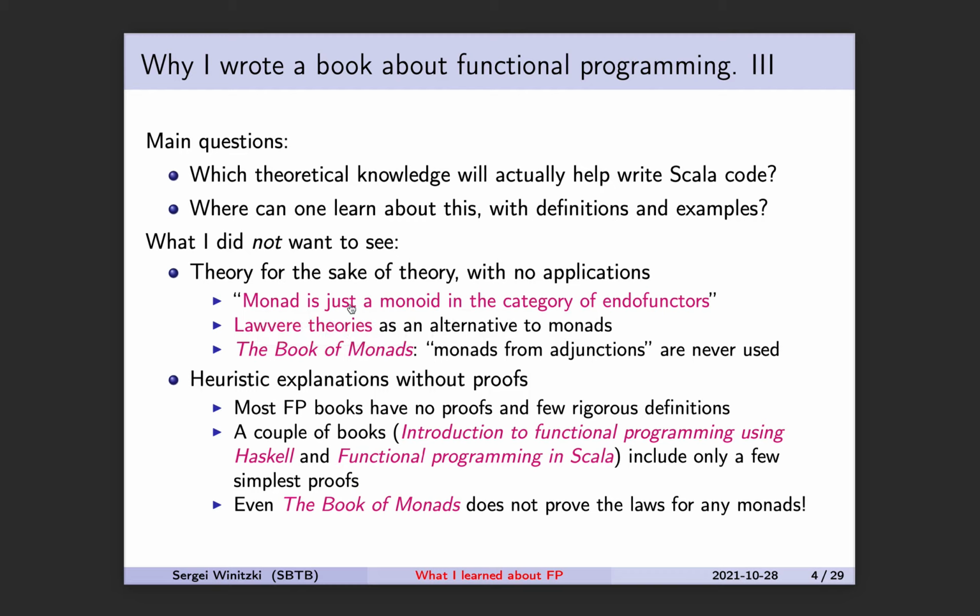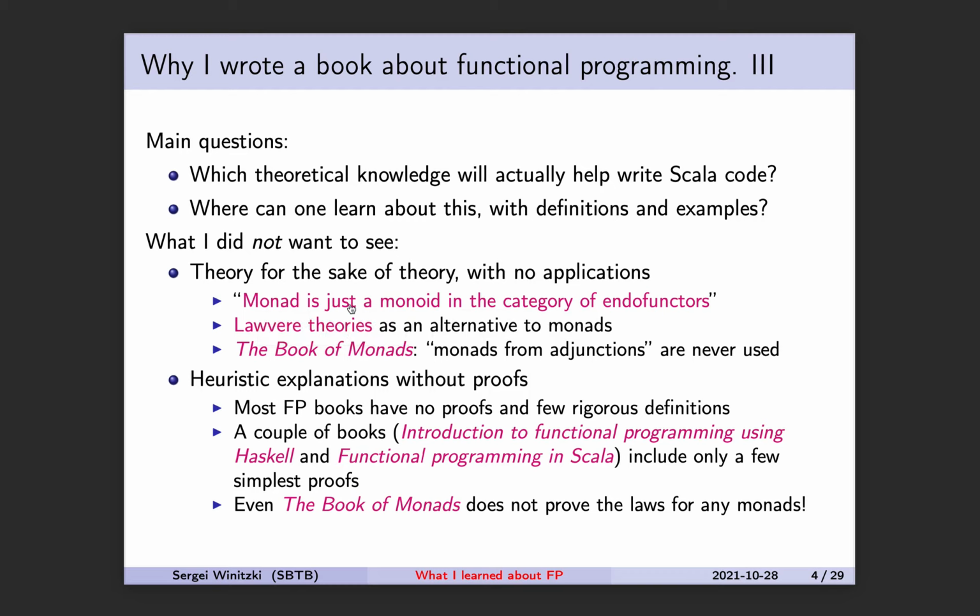There is a recently published book called The Book of Monads, which I very much looked forward to. It kind of appeared too late for me, but still. There are some parts in this book that are theory for the sake of theory. One part explains monads from disjunctions. It's towards the end of the book, but that construction is never actually used in practice, and I do not believe it is useful. But at that time I did not know.